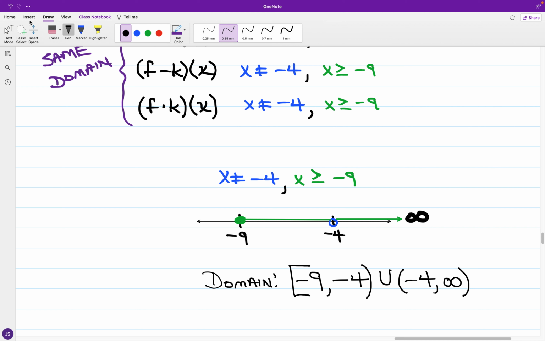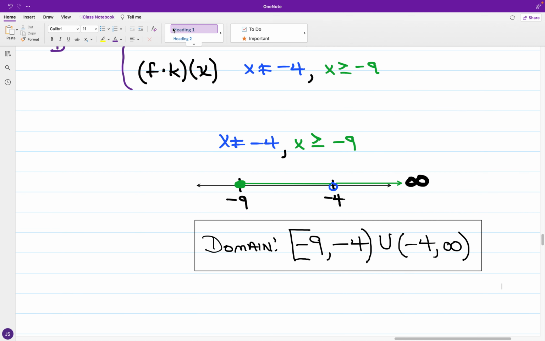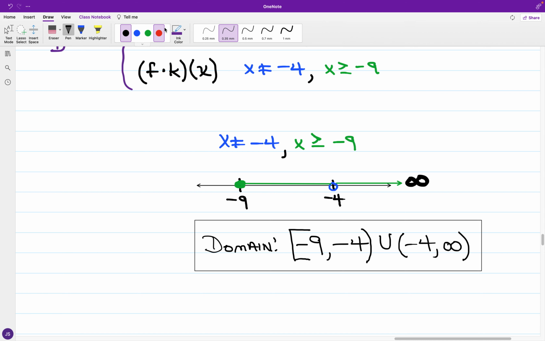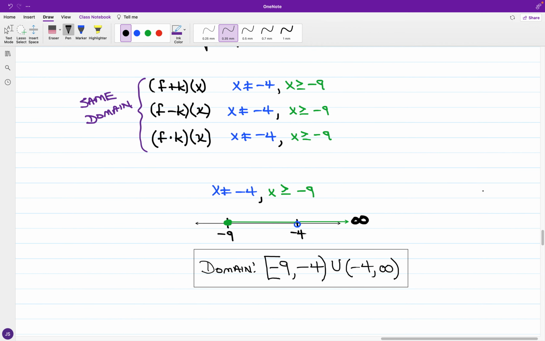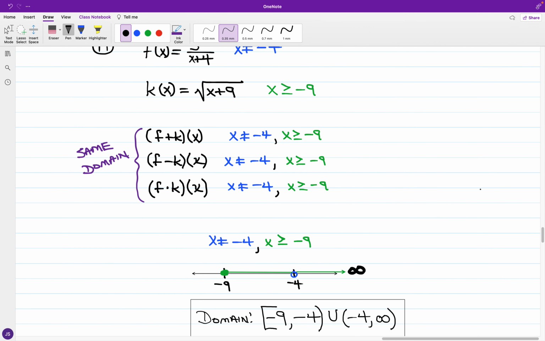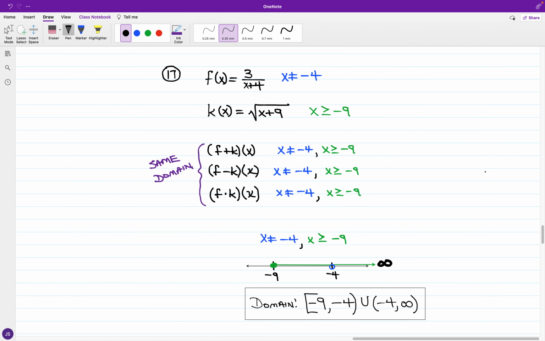Okay. So for this item, we have the sum, difference, as well as the product function. This is going to be the domain expressed in interval notation. All right. Now, the sum, difference, and product functions will have the same domain, but the quotient function can have a domain that is distinct from these three operations.